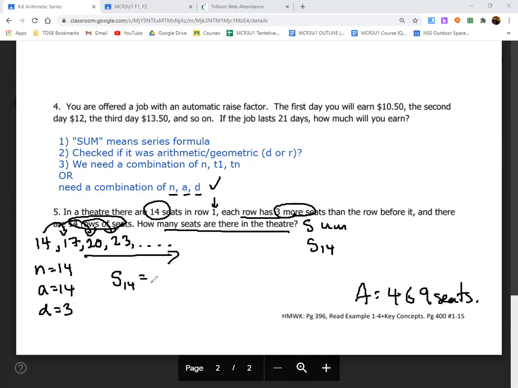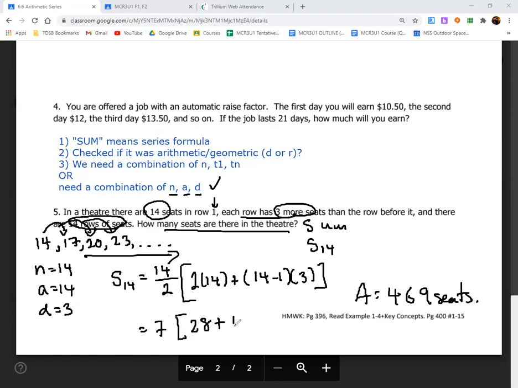Sum of 14 is going to be N divided by 2 multiplied by 2 times A plus N minus 1 times D. Done. That's 7 multiplied by 28 plus 13 times 3. That's 39 plus 28. 39, 28, 67. Sorry, 67 times 7 should be 469 seats.